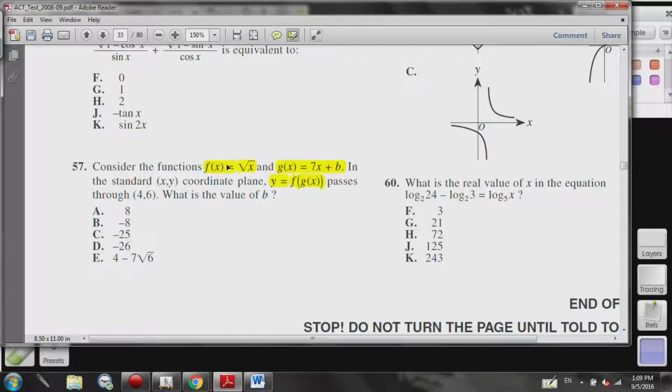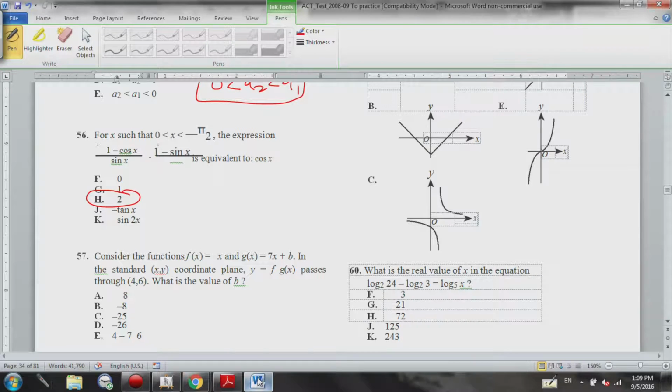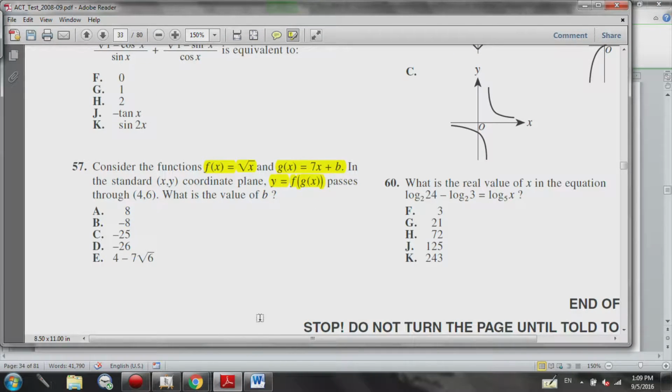We're told f of x is square root of x. So f of x is square root of x. And we're told that g of x is 7x plus b.